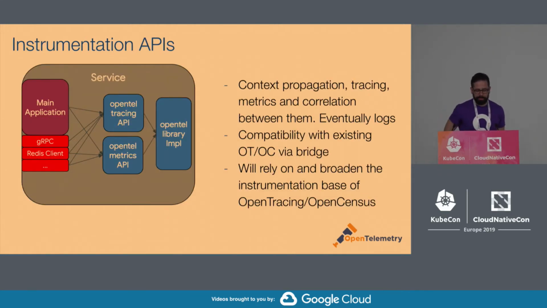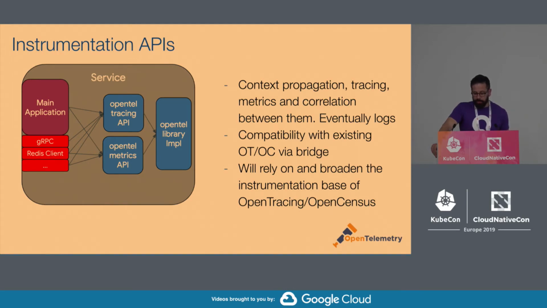Looking at each one of these layers, first of all, there is the Instrumentation API. We're going to create a new API that derives from OpenTracing and OpenCensus and is improved from some of the lessons from these projects. OpenCensus in particular had an API, but that was very tightly coupled with the implementation. So in OpenTelemetry, the APIs are separated, and there is a separate implementation for each one of them. That tries to achieve context propagation, tracing and metrics, and correlation across those. And in the future, we're going to have an API for logs as well.